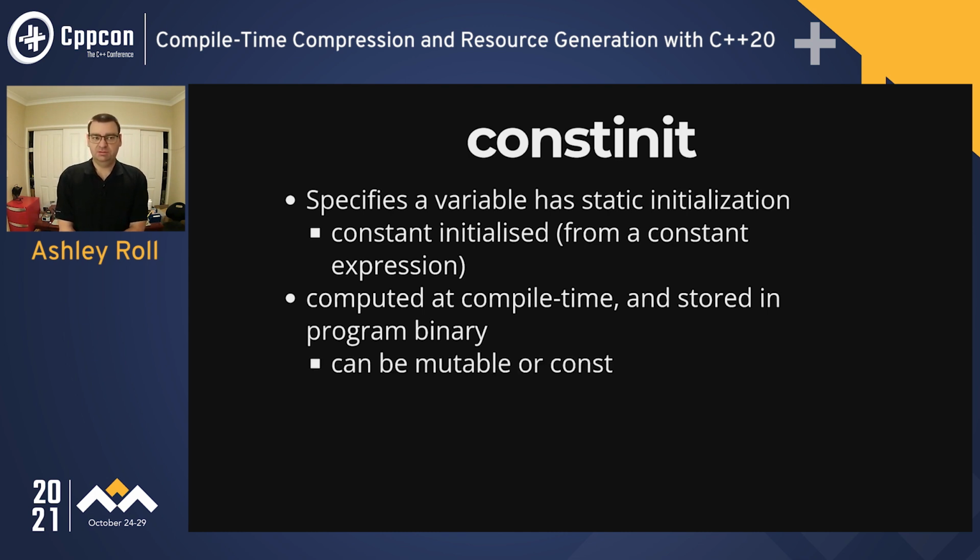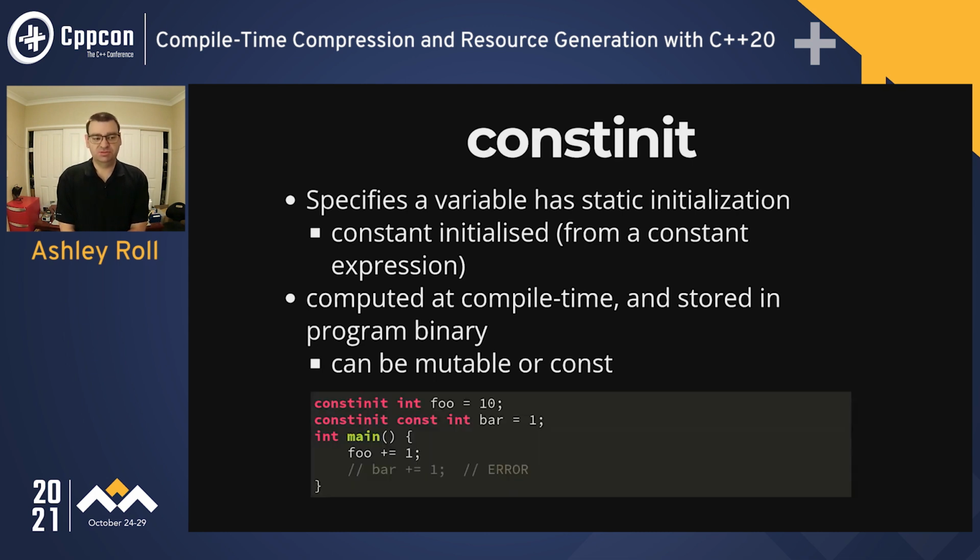The value is computed at compile time and stored into the binary. You can have constant int variables which are mutable or constant. So if we have a look at a simple example here, we've created a mutable foo, which we've assigned the value 10, and we can modify that. And we've also created a constant int called bar, which we can't modify.